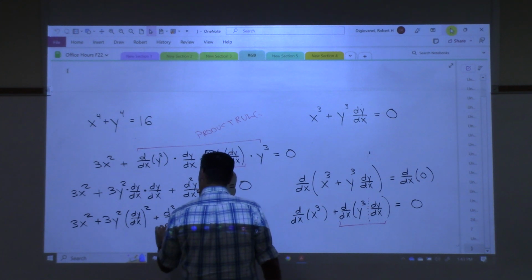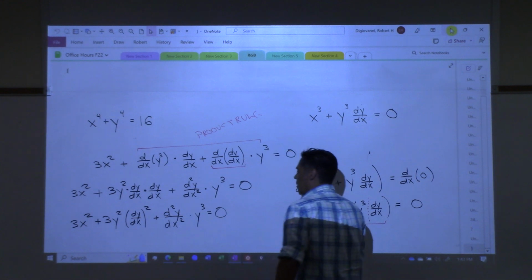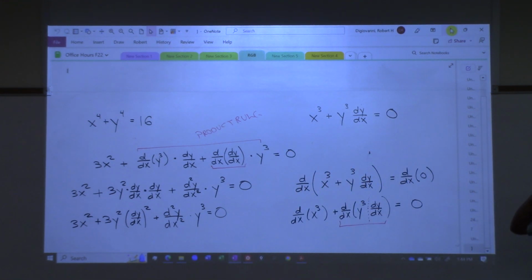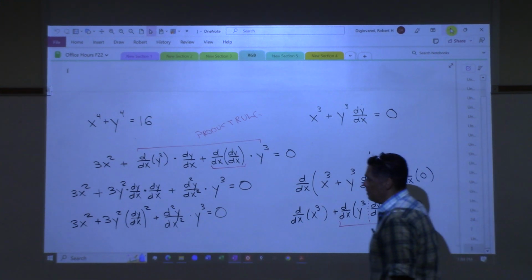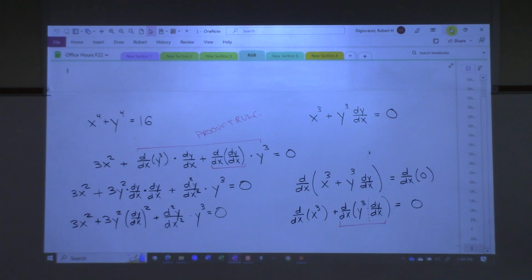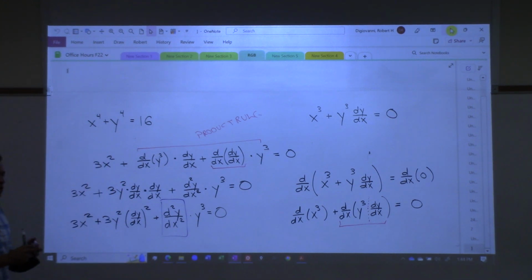d²y over dx squared, that's our second derivative, times y cubed equals 0. Now, I'm trying to find the second derivative, right? So solve for it. You got to get it by itself. So let's get this thing right here isolated by itself on one side of the equation.